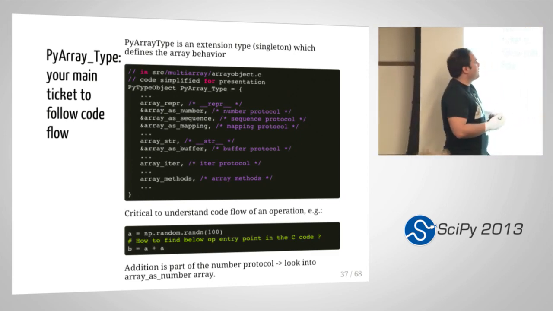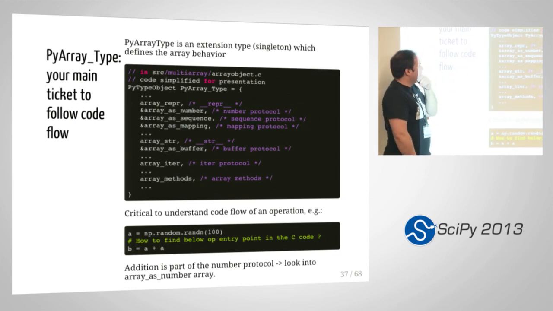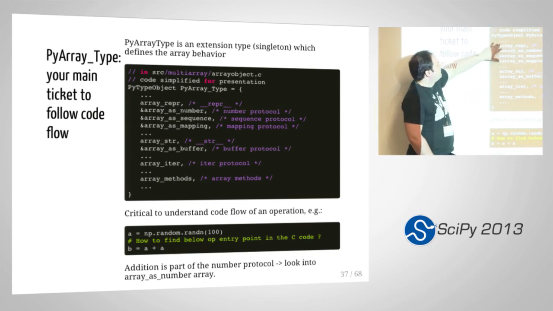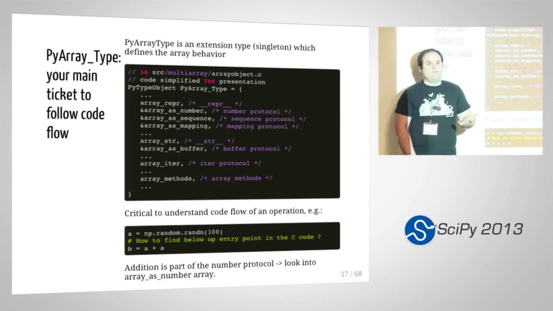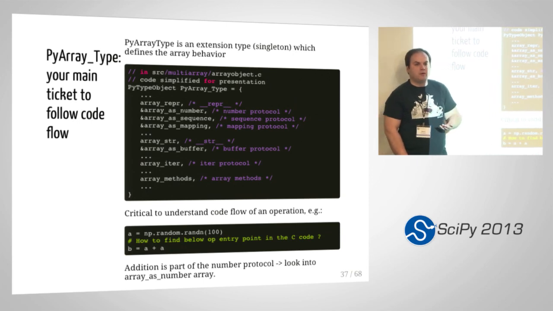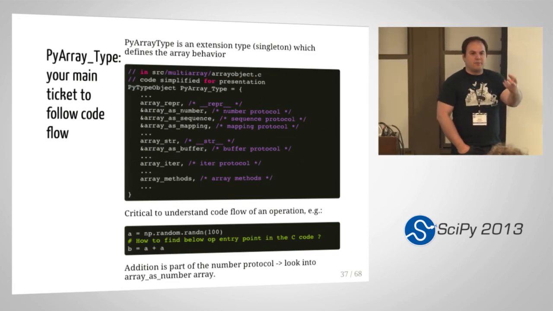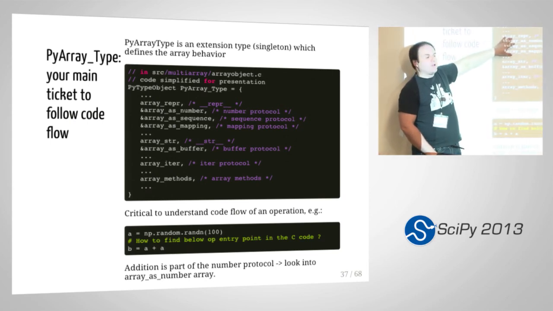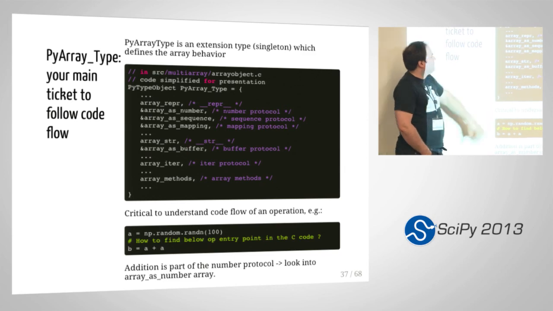So the way type extension works in Python, that's not specific to NumPy, it's just a PyType object. Here you see the historic baggage of Python a bit as well. But basically you have direct functions here. So array rep is just the implementation of rep on a NumPy array. If you see that for some reason there is a bug in the rep function of a NumPy array at the Python level, well, this is actually happening inside array rep. Same for str.